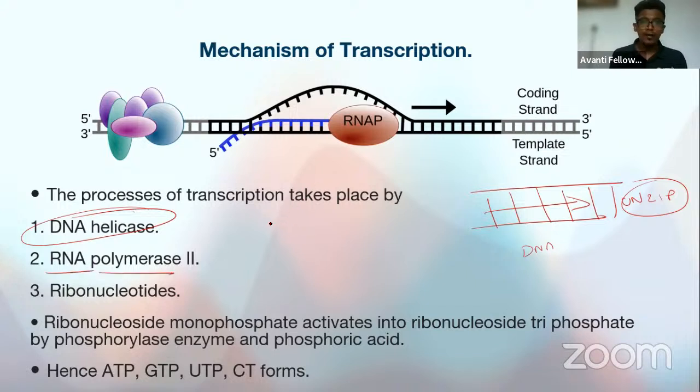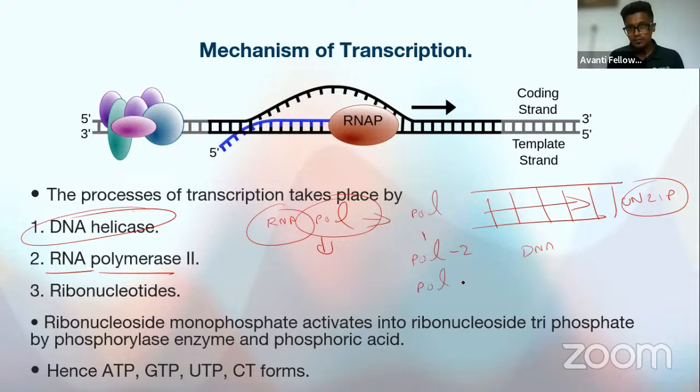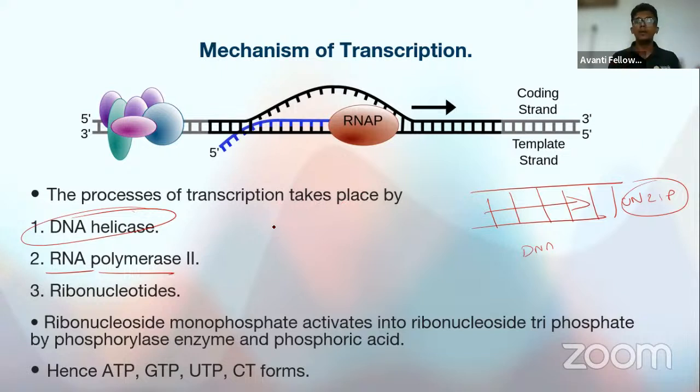Like the DNA polymerase, we have RNA polymerase. These RNA polymerases are very, very important. They do the whole function of synthesis of RNA. In DNA polymerase, we have several types: DNA pol 1, DNA pol 2, DNA pol 3. Sorry guys, RNA pol 1, RNA pol 2, RNA pol 3. That is RNA polymerase 1, 2, and 3. Like that, we have three different polymerases.